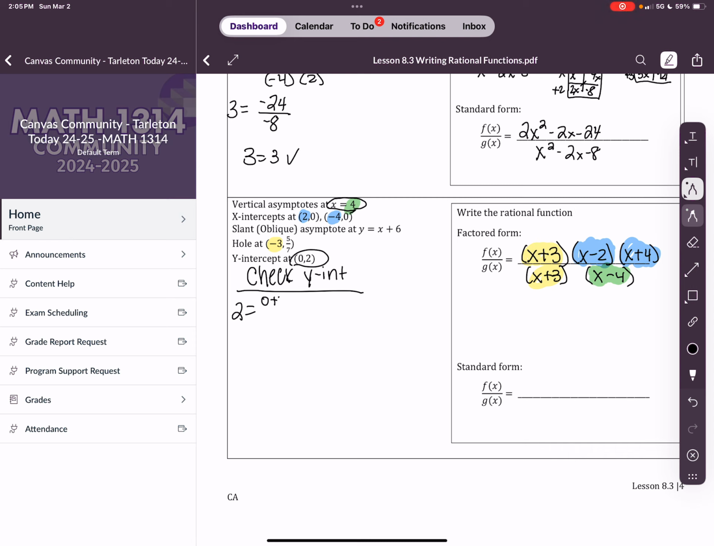So I'm going to plug in a 0. Sorry, 0 plus 3, 0 minus 2, 0 plus 4, all over 0 plus 3, and then 0 minus 4. Okay.